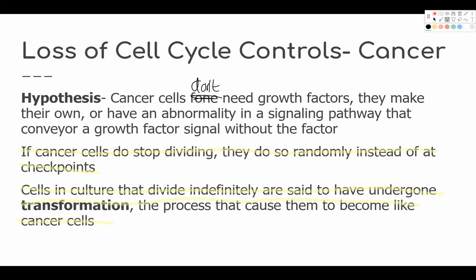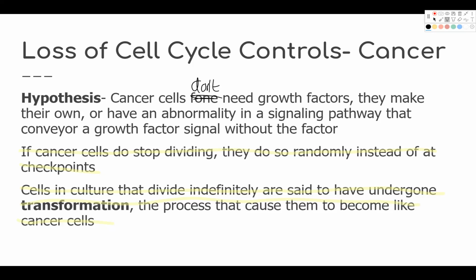That's the hypothesis. A lot of the time, and we've gotten very, very good over time at studying what cancer cells do and how cancer cells happen. We still don't know everything. So this is one hypothesis about why cancer exists. We do know that if cancer cells do stop dividing, they do it randomly. It's not like they get to that G1 checkpoint and they're like, oh, I don't have what I need, I'm going to stop. They don't listen to those checkpoints. If they stop growing, it's just wherever they decide to stop growing.